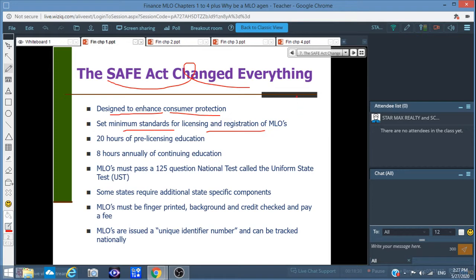20 hours of pre-licensing education. 8 hours annually of continuing education to renew your license. And you have to pass 120 questions.